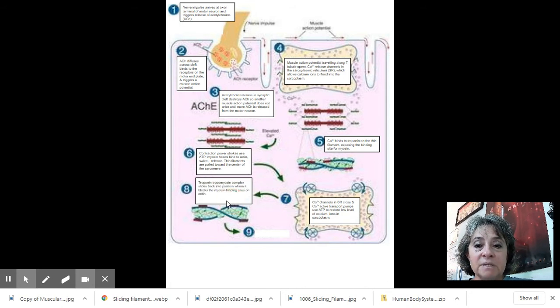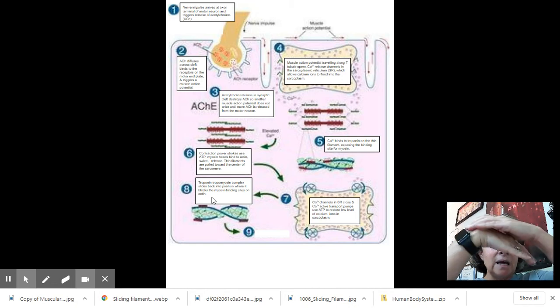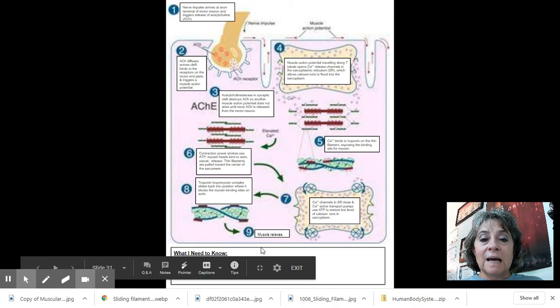Then the next thing that happens, number 8, the troponin-tropomyosin complex will slide back into position to get ready for another round of contraction. Once it does that, remember we had this here, the calcium moved it away, the myosin could come in and slide it past. Well, then that goes away and it slides back, it's empty, and the troponin can come back in and bind again. And it just keeps going over and over and over again for you to contract muscles. Then the last thing is that the muscle relaxes.